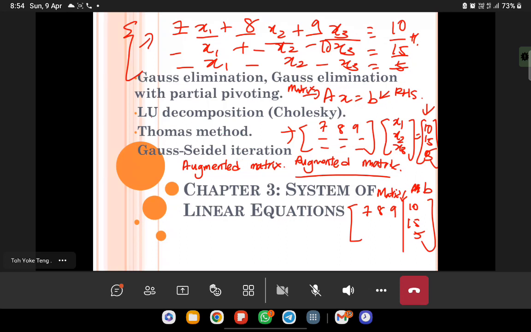In this chapter, there is the Gauss elimination with partial pivoting. Again, the same thing for the partial pivoting. The difference here is that you have to rearrange the equations before you proceed with the calculation, whereas for Gauss elimination, you just proceed to the calculations directly. For the Cholesky method, the condition is symmetric positive definite; Thomas method, tri-diagonal; Gauss-Seidel iterations, diagonally dominant. Doesn't matter, we will discuss it one by one.